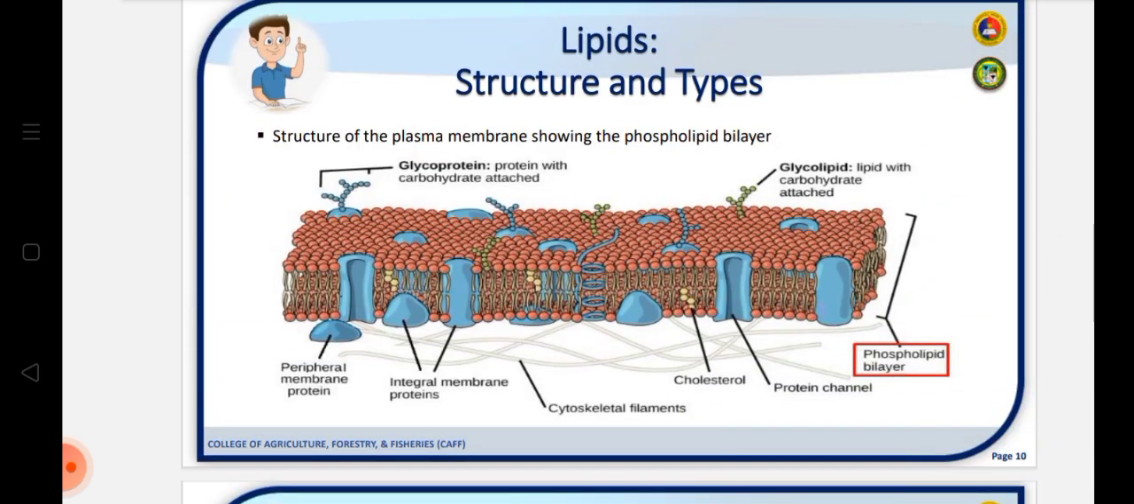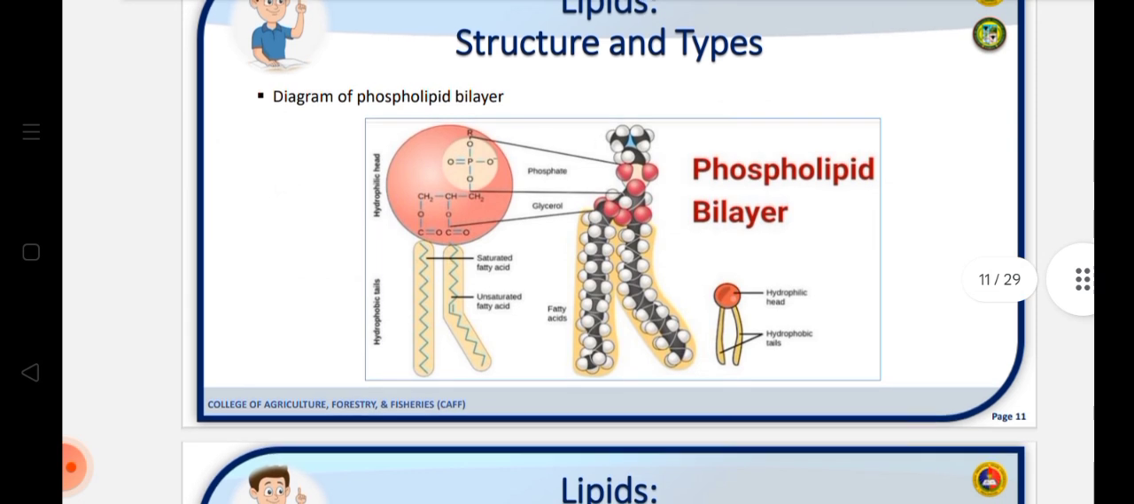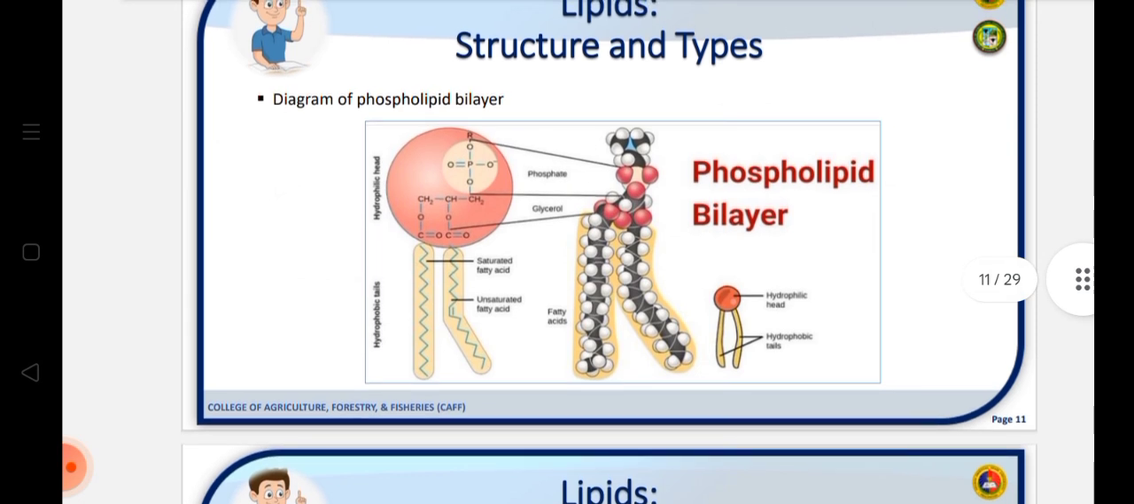Okay, so if we go back to this diagram, we can see the hydrophobic tails facing inward, while the hydrophilic heads face outward. Okay, so that's it. Now let's proceed to the next slide.